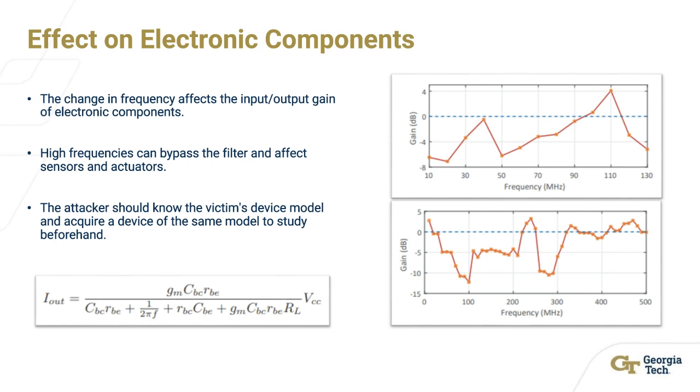In the second graph, in the range of 10 MHz to 500 MHz, different attack signals at certain frequencies can bypass the filter and have a positive gain. Since different devices react differently, an attacker needs prior knowledge to optimize their attack. This is particularly dangerous in safety-critical applications, such as medical devices, autonomous vehicles, and industrial automation.